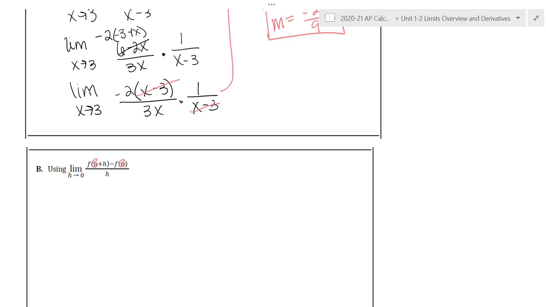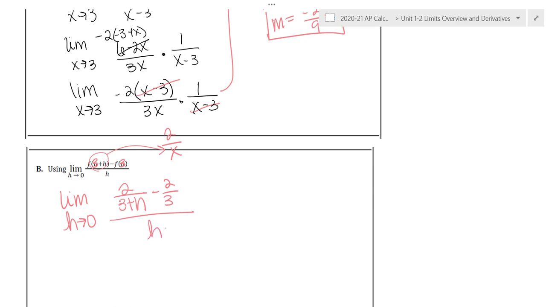I know that what this looks like, remember my function is 2 over x, and that x is being substituted first with a 3 plus h, and then second with a 3. So I'm going to rewrite this as the limit as h approaches 0 of 2 over 3 plus h, because remember I'm just substituting that input into that x value, minus 2/3 all over h.